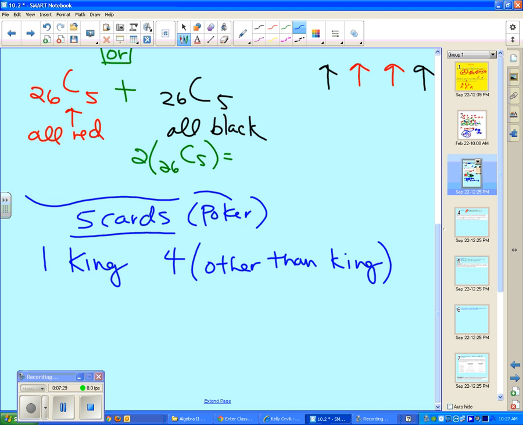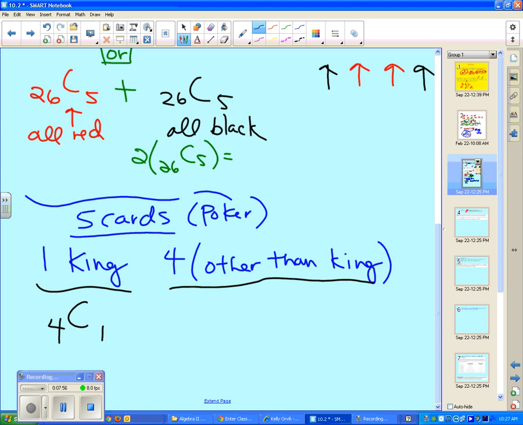You're going to be really successful in this if you can figure out how many you have to pick from and how many you're picking. So let's separate this into 2 problems. Let's just do the king part first. How many kings do I have to pick from? 4. And I want how many? 1. 4C1.